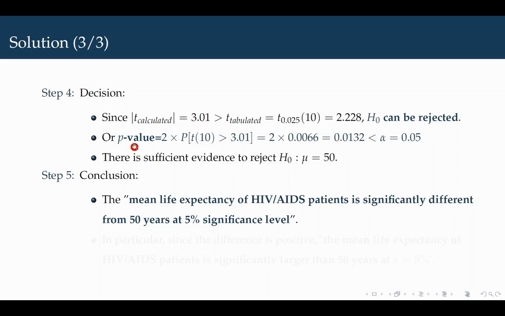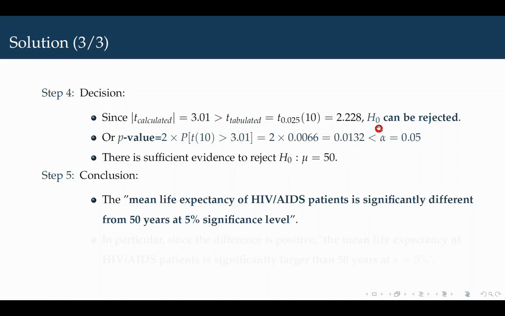We can also calculate the p-value, which is 2 times the probability that a T distribution with 10 degrees of freedom has a value greater than 3.01. Actually, we can determine this using statistical software. We cannot directly obtain it from the T distribution, but we have to use statistical software to obtain this value. So the p-value will be 0.0132. This p-value is less than the specified level of significance, which is 0.05. So again, using this p-value, H naught can be rejected.